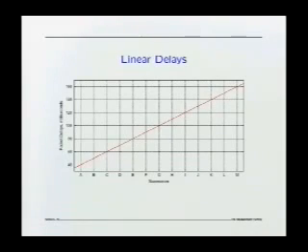Here's how the linear delays were configured. On the first name server, it was 40 milliseconds delay and increased by 10 milliseconds for every name server after that. So the 13th name server, in cases where there were 13 name servers, had 160 millisecond delays.